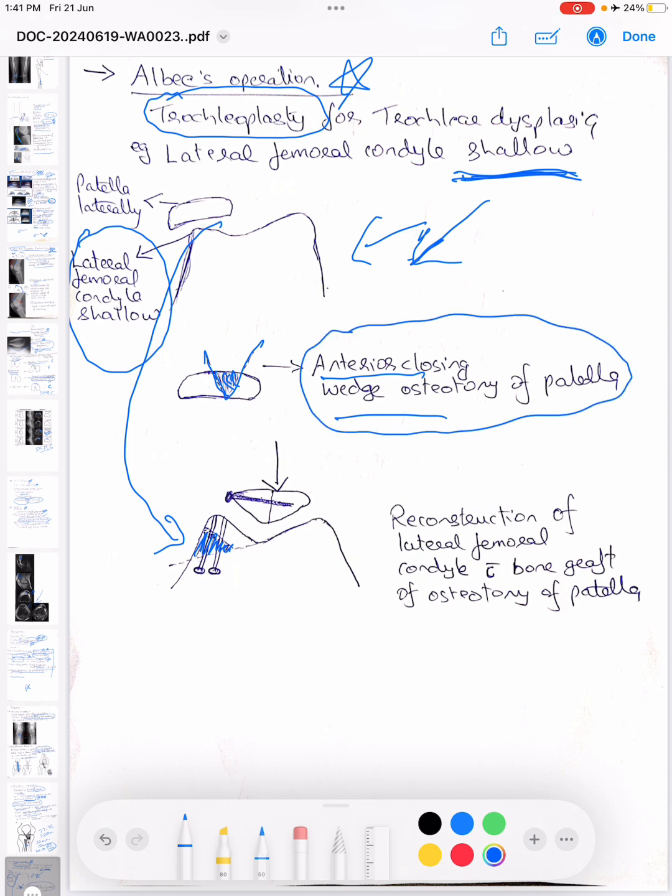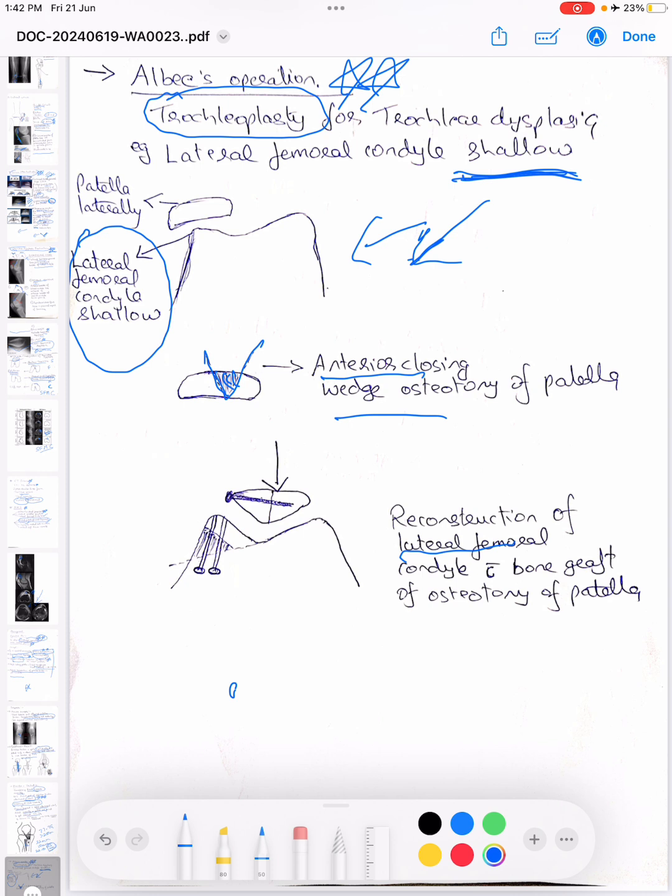Once the lateral femoral condyle has been reconstructed, the trochlear groove has been reconstructed to a normal trochlear groove, the angles we want have been achieved. We fix the patella, we fix the trochlear groove, and we reconstruct the lateral femoral condyle. And this is how we go about the trochleoplasty in LB's operation, and this is how we prevent recurrent patellar dislocation in the case of lateral femoral condyle dysplasia.